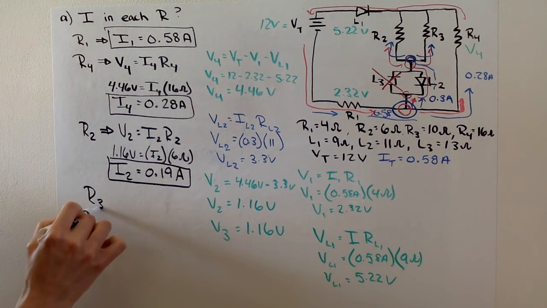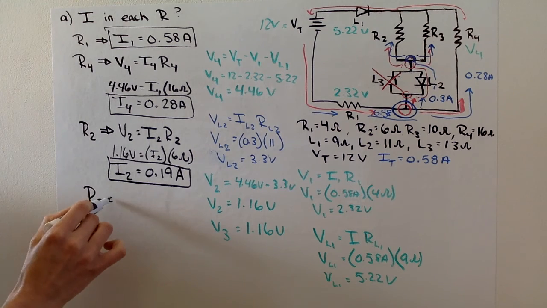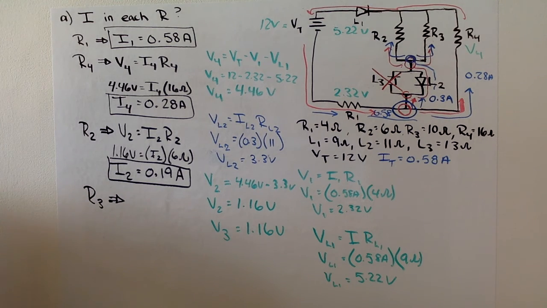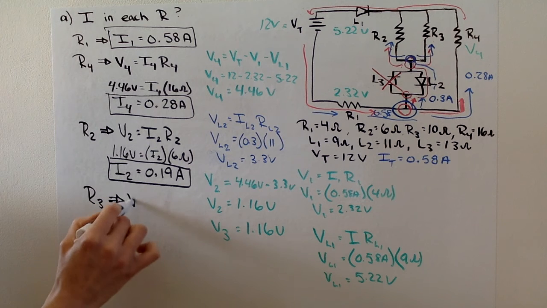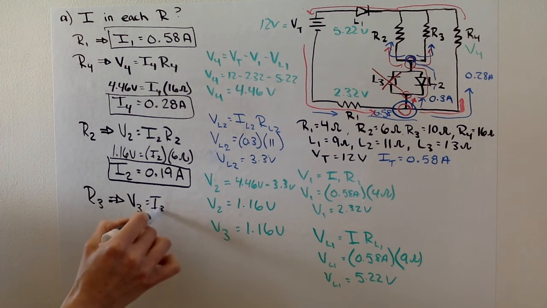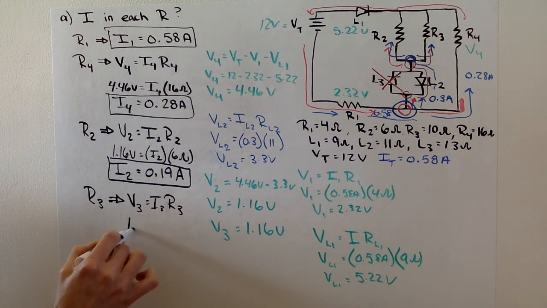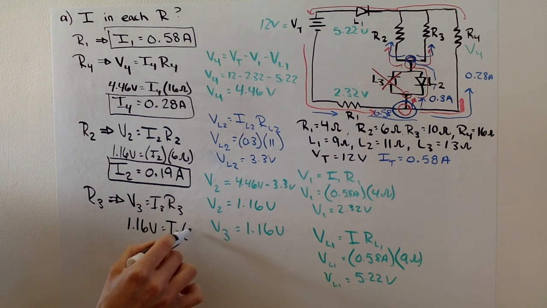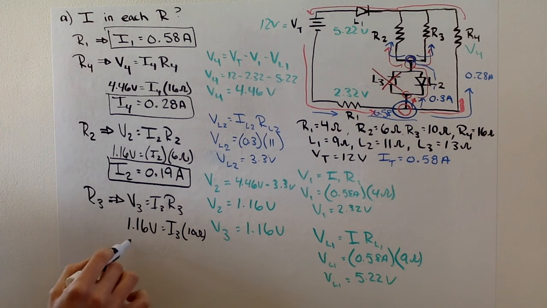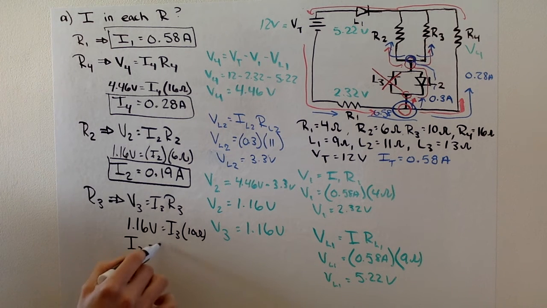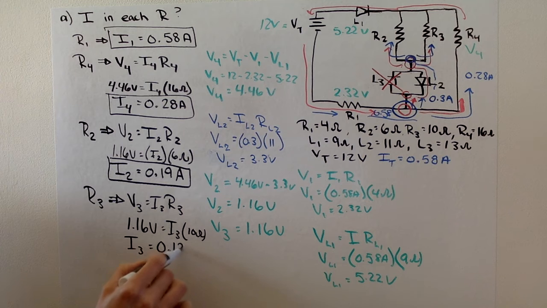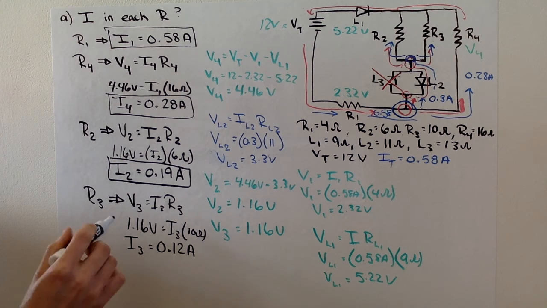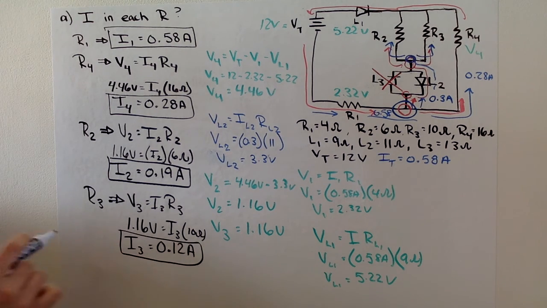Then you have a couple different things you could do to find the current through R3. I'm going to use the same process: V3 equals I3 times R3. I know this is 1.16. I'm looking for I3, and R3 is 10 ohms. So I3 comes out to be 0.1, let's round, 0.12. So there are your currents through each of your resistors.